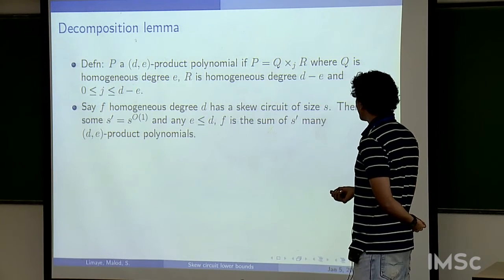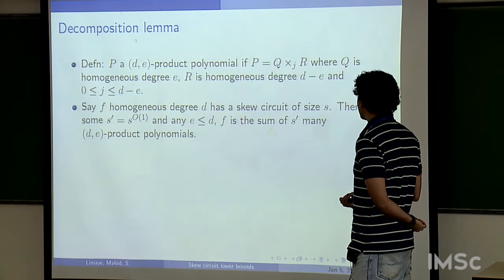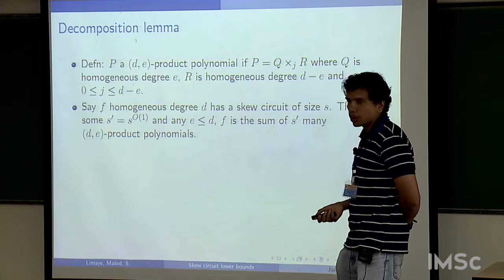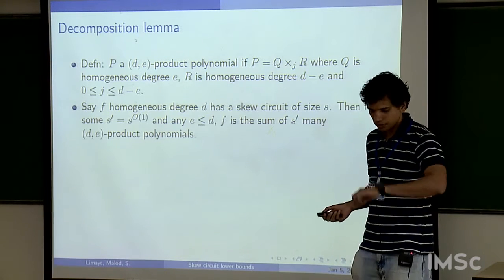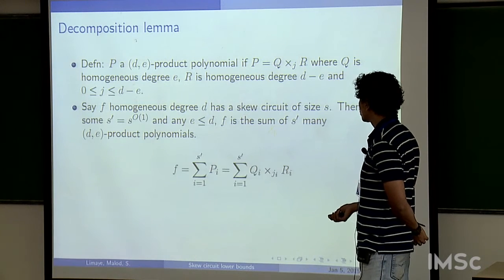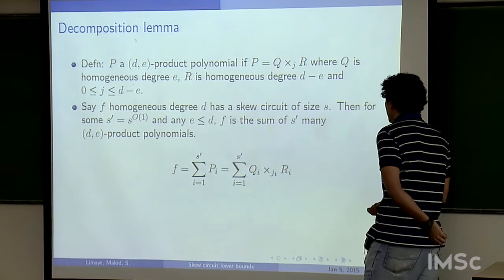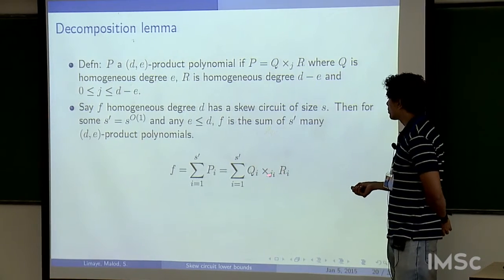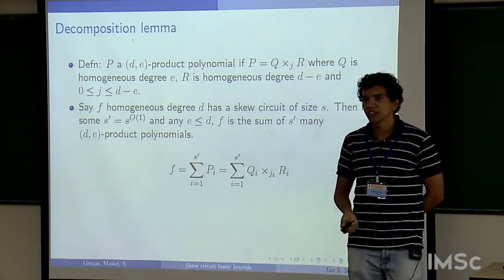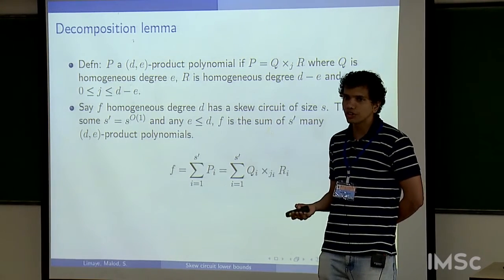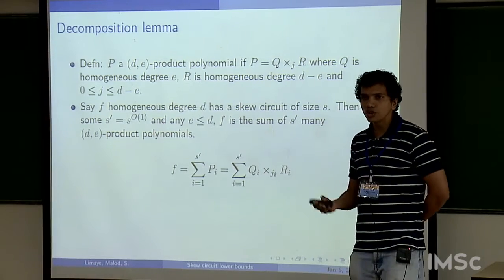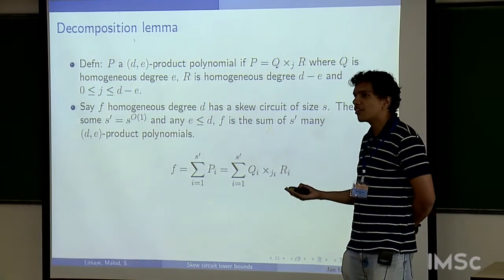A homogeneous degree D polynomial, if it has a skew circuit of size S, then it's the sum of polynomially many in S D,E product polynomials of this form. Okay. So that's the decomposition lemma. So you can write F as a sum of polynomials. Each polynomial is Qi times Ri, but the product is some Ji product, and we have no control over this Ji, unfortunately. In the formula case, Ji was always 0, so we had control over it. Now Ji could be anything, right?